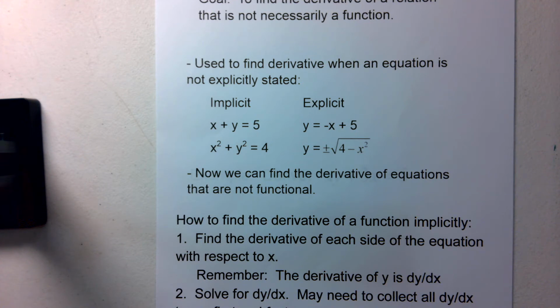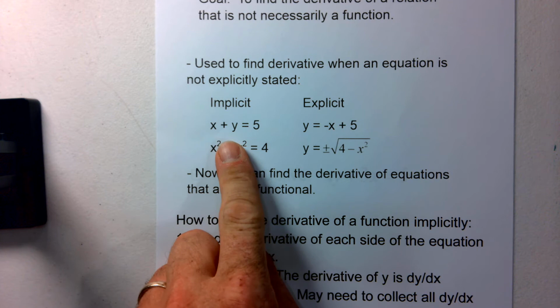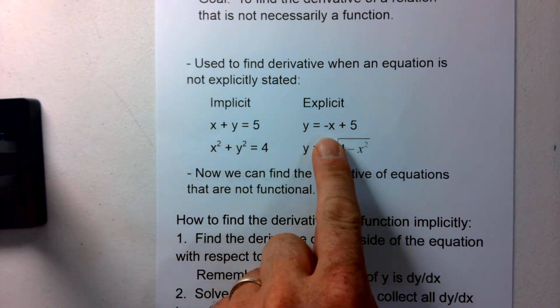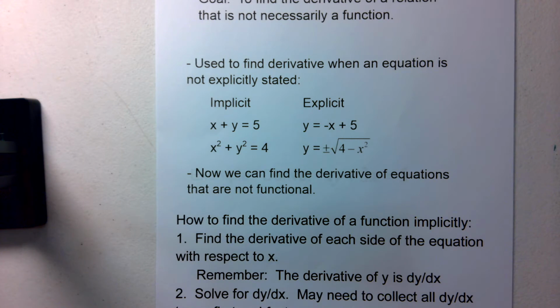Notice, implicitly, we can say that x plus y equals 5. Explicitly, that would be y equals negative x plus 5. Going to our circle, x squared plus y squared equals 4 would be an implicit statement, whereas y equals plus or minus the square root of 4 minus x squared, a little uglier looking, is the explicit form of what y equals for a circle.